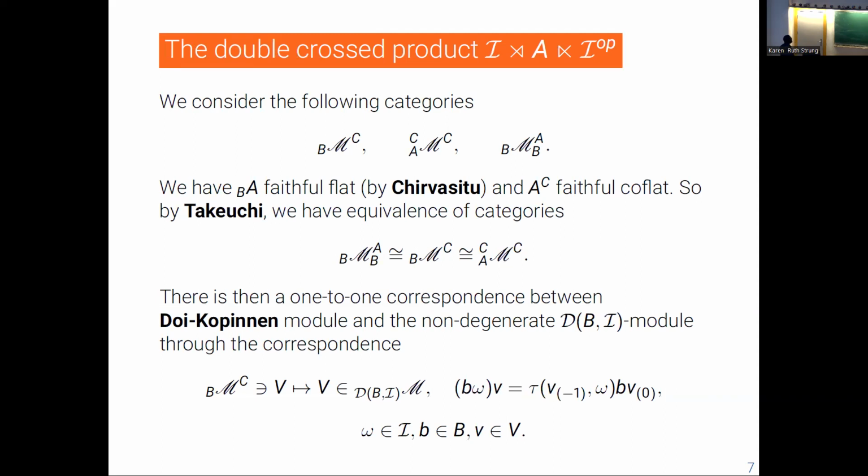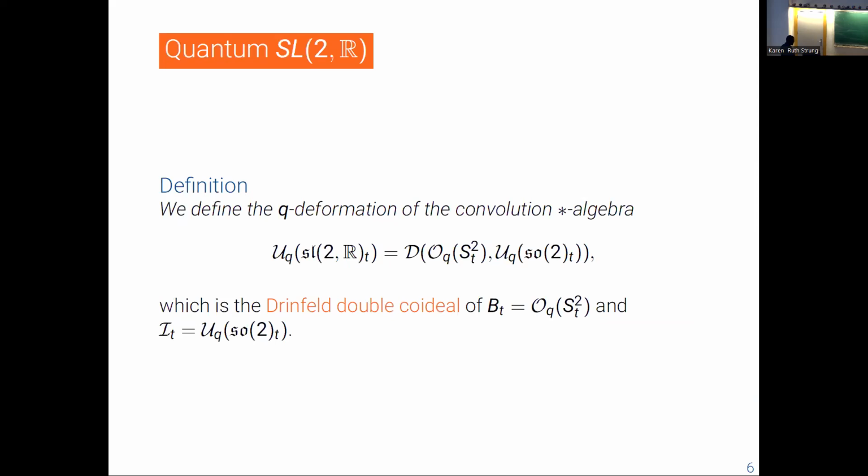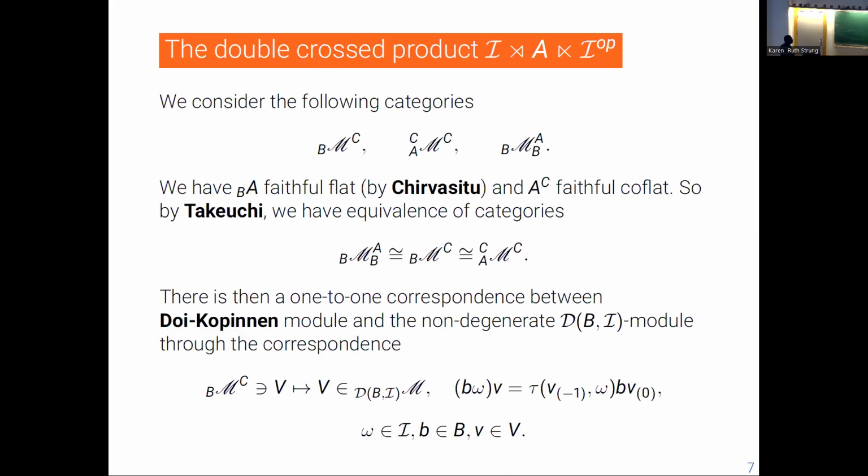Now we can forget about our parameter t and consider this in a more general setting. We consider these three categories: the category of Doi-Hopf modules, and these two extra categories. We have by Chirvasitu that this left B module is faithfully flat, and this right C comodule is faithfully coflat, because C is cosemisimple. So by Takeuchi, we have this equivalence of categories.